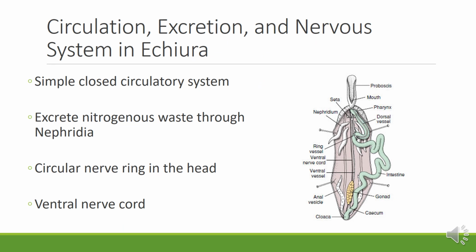Circulation, excretion, and nervous system in these guys. They have a simple closed circulatory system. They excrete nitrogenous waste through nephridia. They have a circular nerve ring in the head and a ventral nerve cord that runs down the entire back of their body.